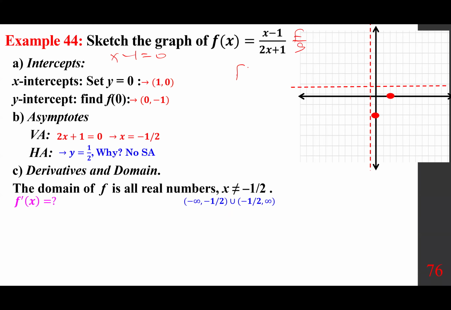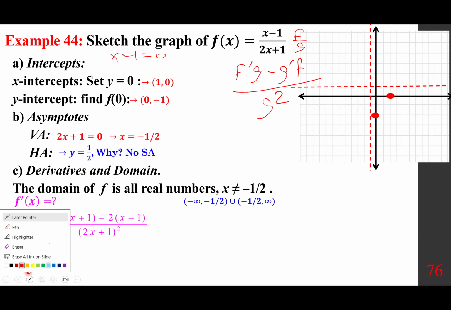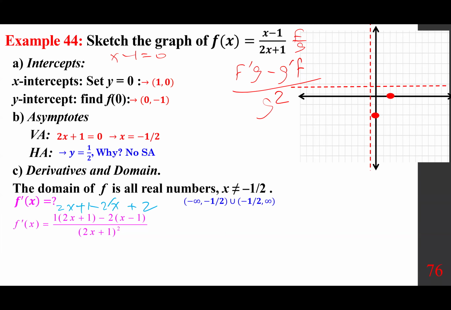This is f over g, which means (f prime g minus g prime f) over g squared. So the derivative of the top is 1 times (2x plus 1), minus the derivative of the bottom, which is 2, times the top (x minus 1), over the bottom squared. We are going to simplify the numerator as follows. These two cancel each other and we get 3 over (2x plus 1) squared.